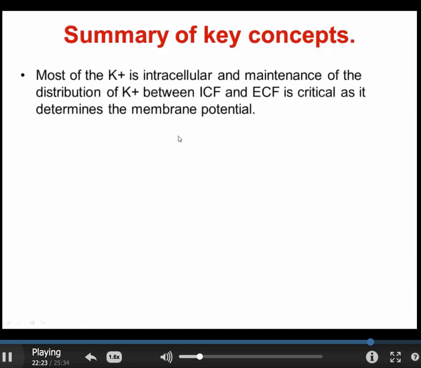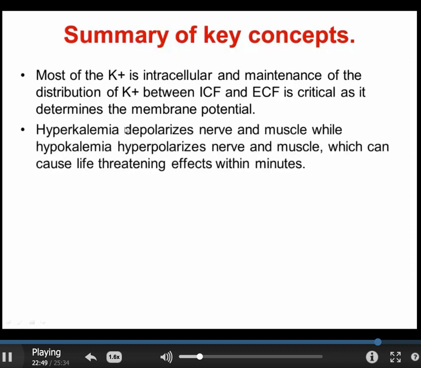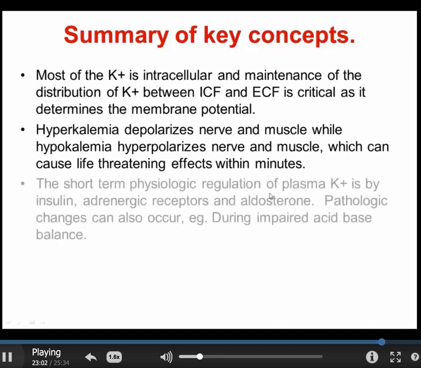So to summarize, remember, most of the potassium is inside the cell, only 2% is extracellular, and we really can't tell anything about total body potassium content just by looking at plasma potassium. It's very critical that the distribution of potassium between the inside and outside of the cell is maintained, because this determines the membrane potential. Hyperkalemia will depolarize nerve and muscle, and hypokalemia will hyperpolarize nerve and muscle, and this can cause life-threatening changes within minutes.